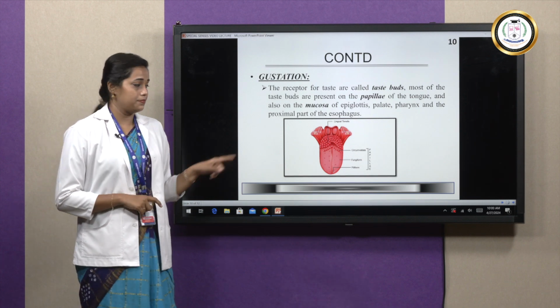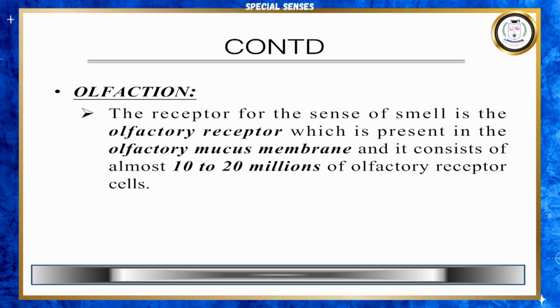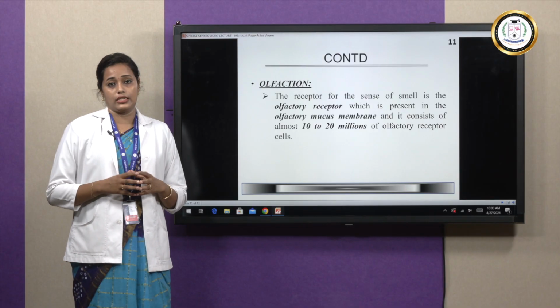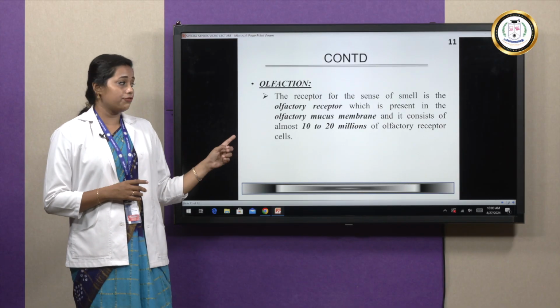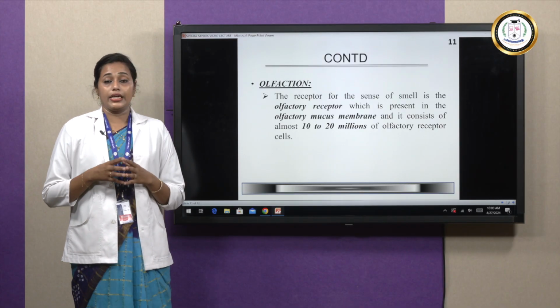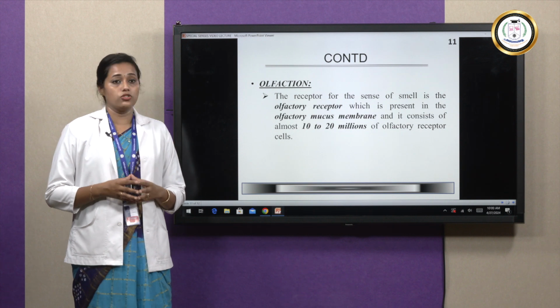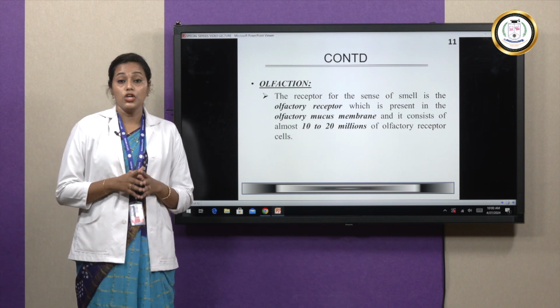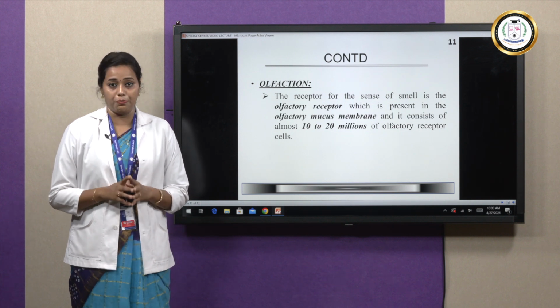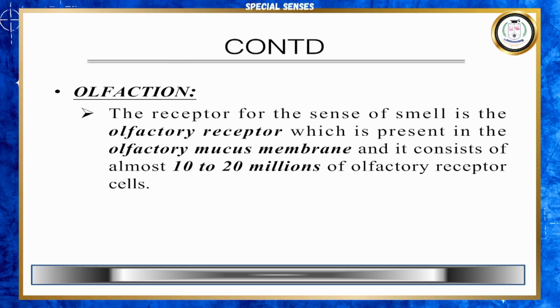the esophagus. Next comes olfaction. The receptor organ for olfaction is nothing but the olfactory receptor cells. These receptor cells are situated on the olfactory mucous membrane. There are about 10 to 20 million olfactory receptor cells present on the mucous membrane, and these receptor cells are responsible for carrying the smell sensation to the higher centers.